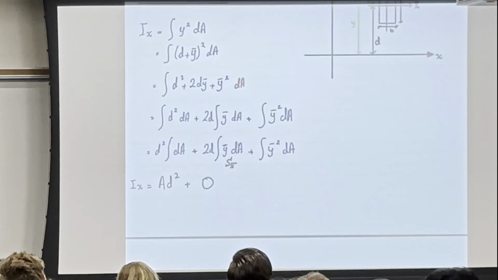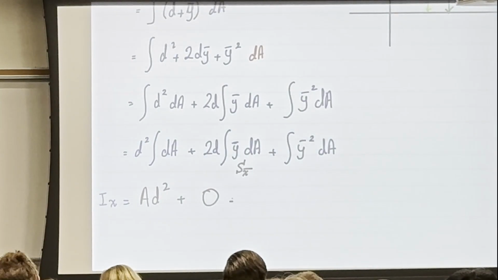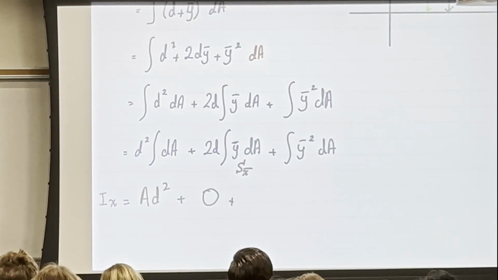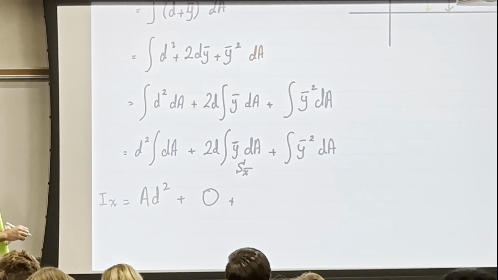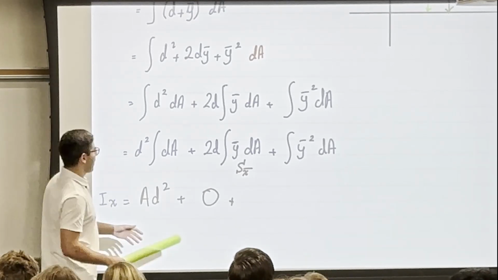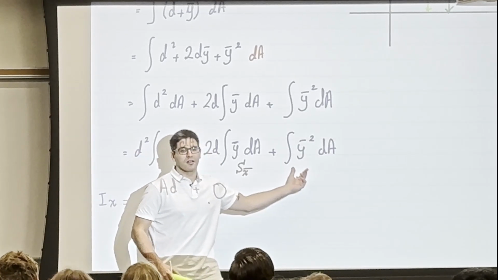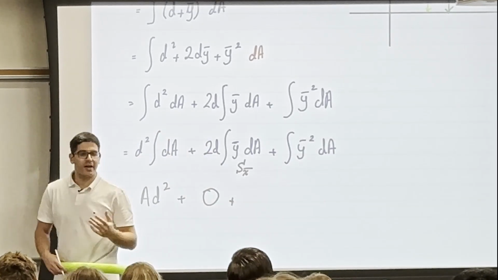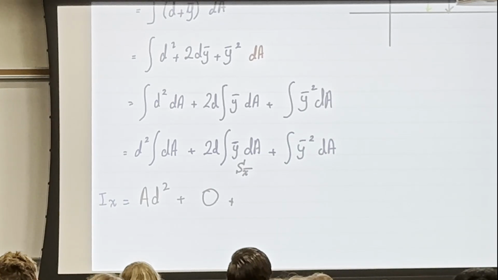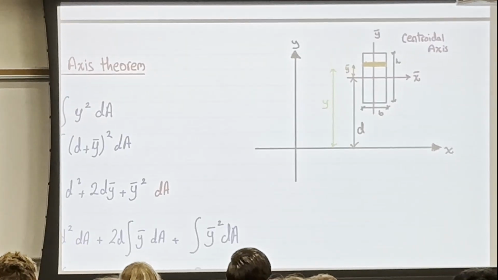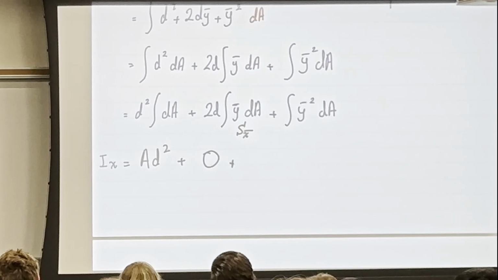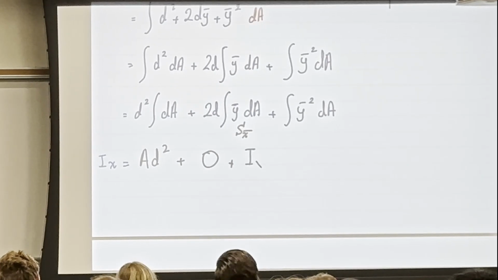And finally, what is the integration of y bar squared dA? No, I don't want you to integrate. I want you to tell me what this symbolizes. Moment of inertia about which axis? Is it x? Because I do have two, I have x and x bar. Which one is this? X bar.